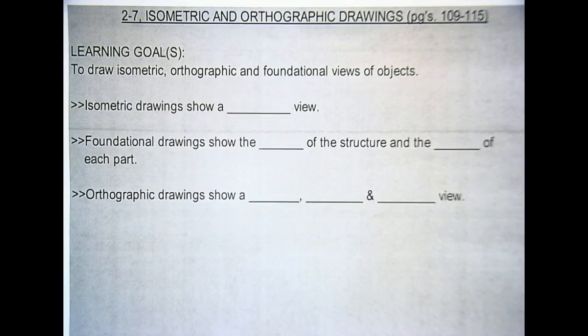Okay, so we're going to go through these notes here as a class. I'll give you a chance to get the learning goals down and the title down, and then we'll start working through. So here we go. Isometric and orthographic drawings are two different types of drawings. These drawings help us to see different views of something that we're building. So it might be used in engineering or architecture.